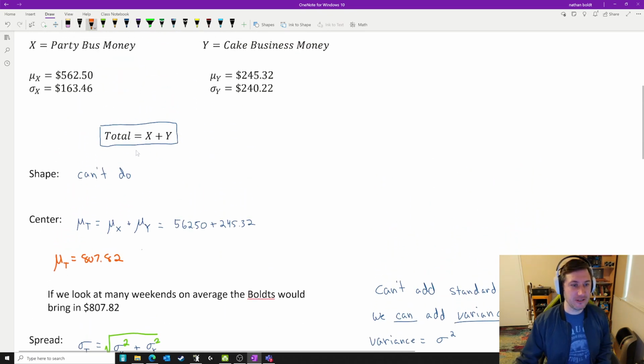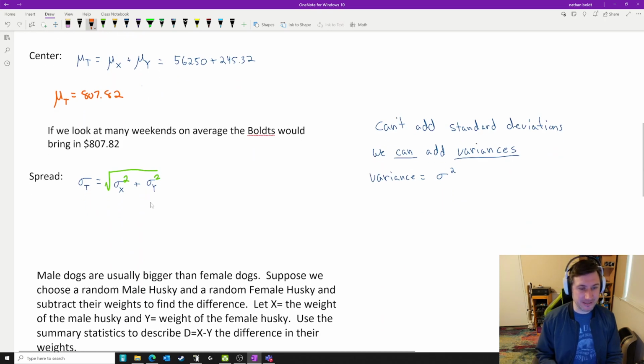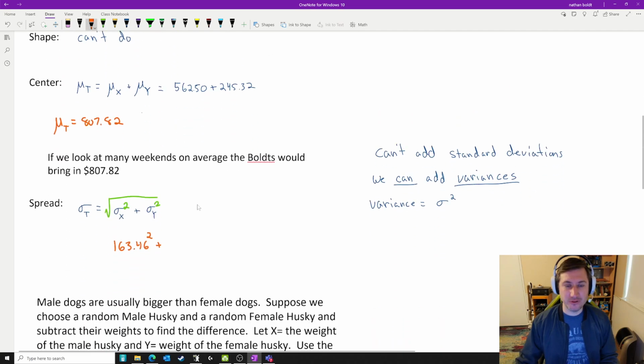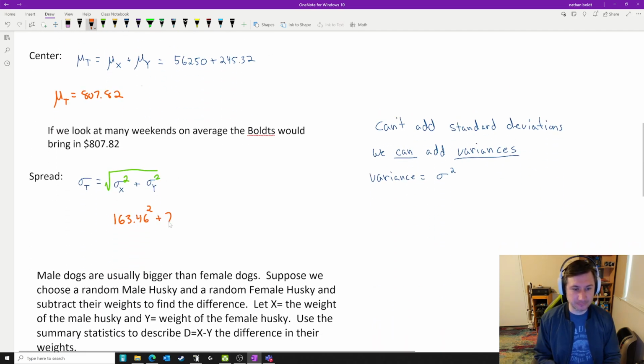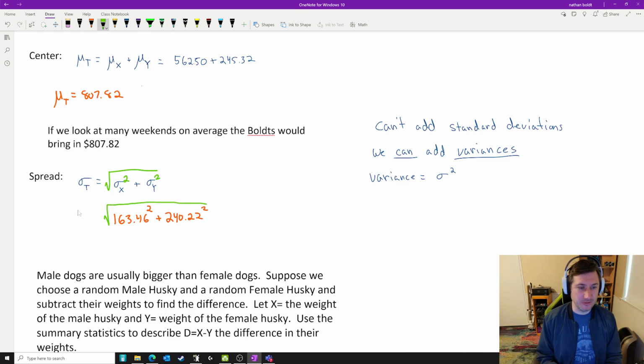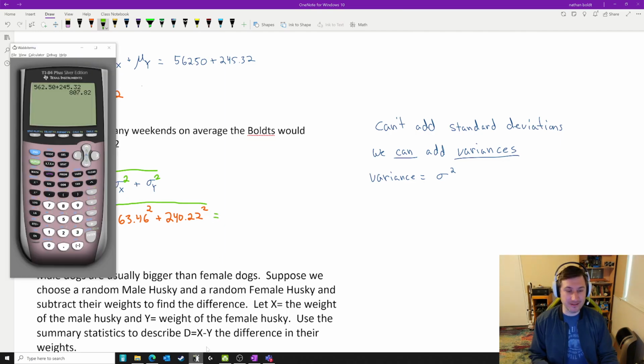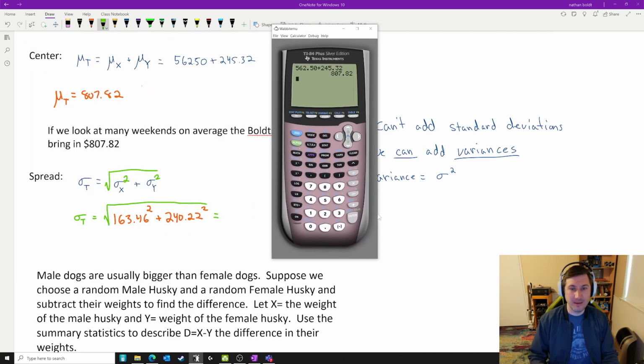All right, so our first standard deviation was 163.46. So we have to square that, plus the standard deviation of y, which was 240.22. So we square that. We are allowed to square those, and now we have to square root it to get back to a standard deviation. So it's a bit of a formula, but it's, again, plug and chug. It's not too terrible.